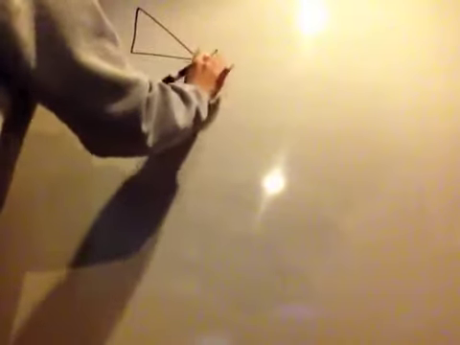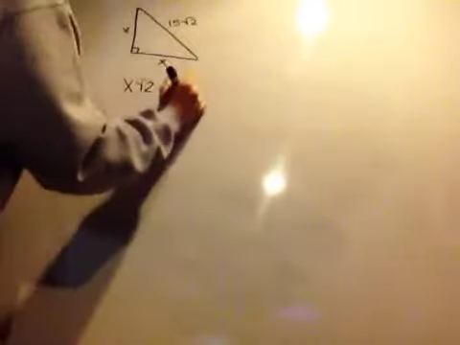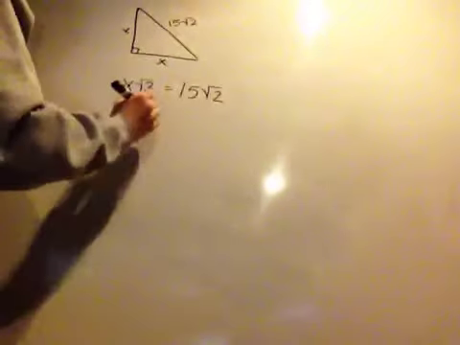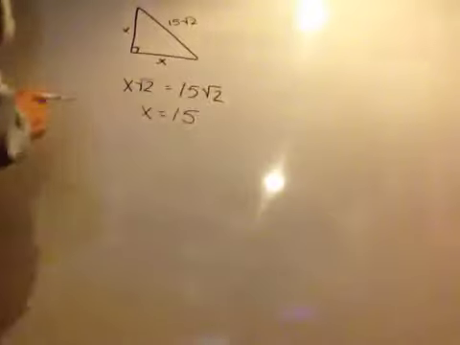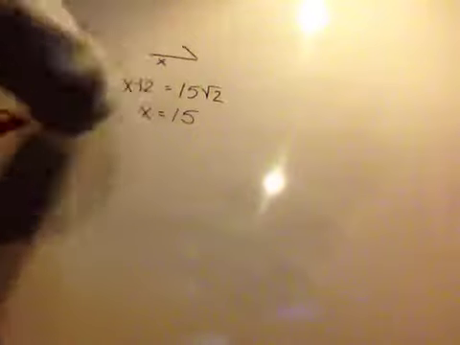So now we're going to find one of the legs in a 45, 45, 90 triangle. So remember, our leg times the square root of 2 is equal to our hypotenuse, which means that x has to equal 15. Okay, and our multiple choice.